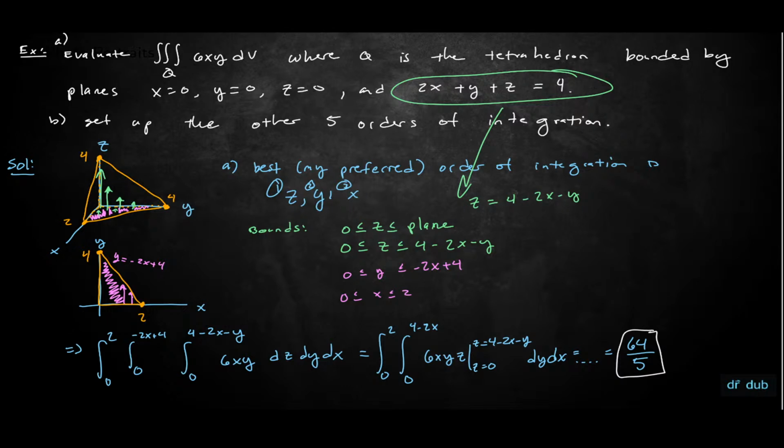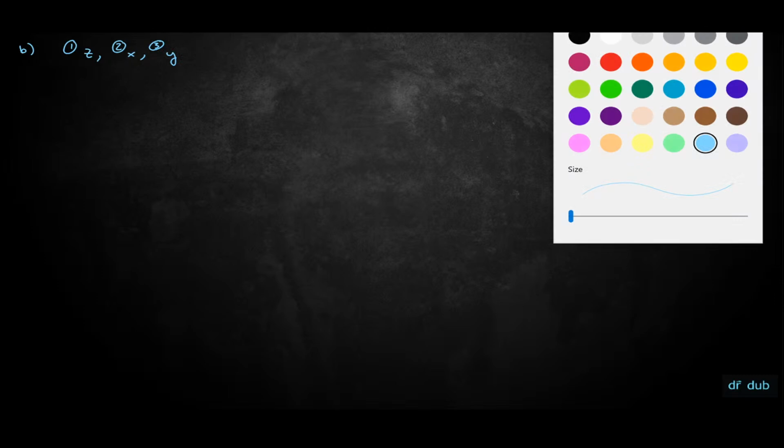Okay, so that was part A. Part B. So part B, we just have to do the other 5 orders of integration. So the next one that's very similar is we could do z first and then x and then y. So it's almost the same setup, but I'm just doing a type 1 whenever I get to x, or type 2 instead for x and y.